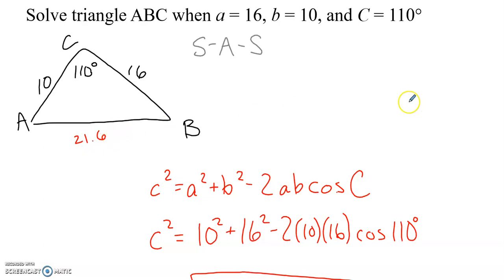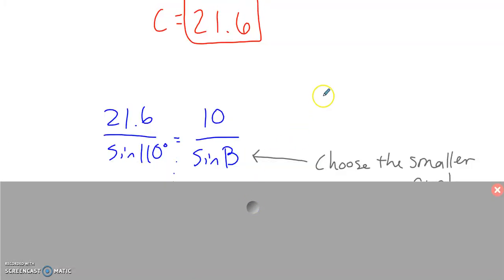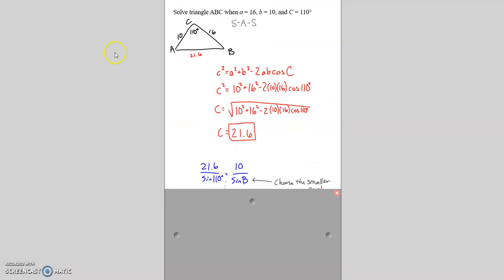So once we know side length C is 21.6, we can then at that point find the other missing angles using the law of sines, because we now know a side length opposite an angle. So then I can set up the law of sines, but you have a few options of which angle you find next. So I'm going to use this fraction right here that does 21.6 over sine of 110, but then I have to decide whether I want to find angle B next or angle A next. And my advice would be always choose the smaller angle.